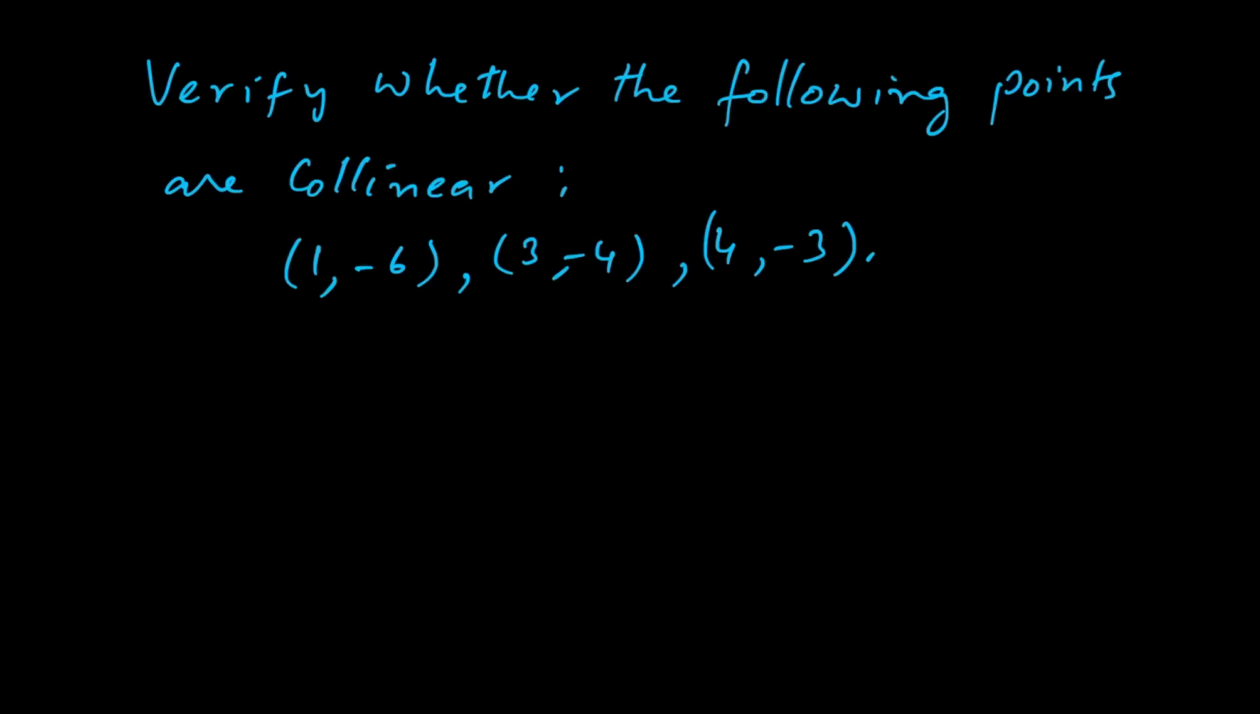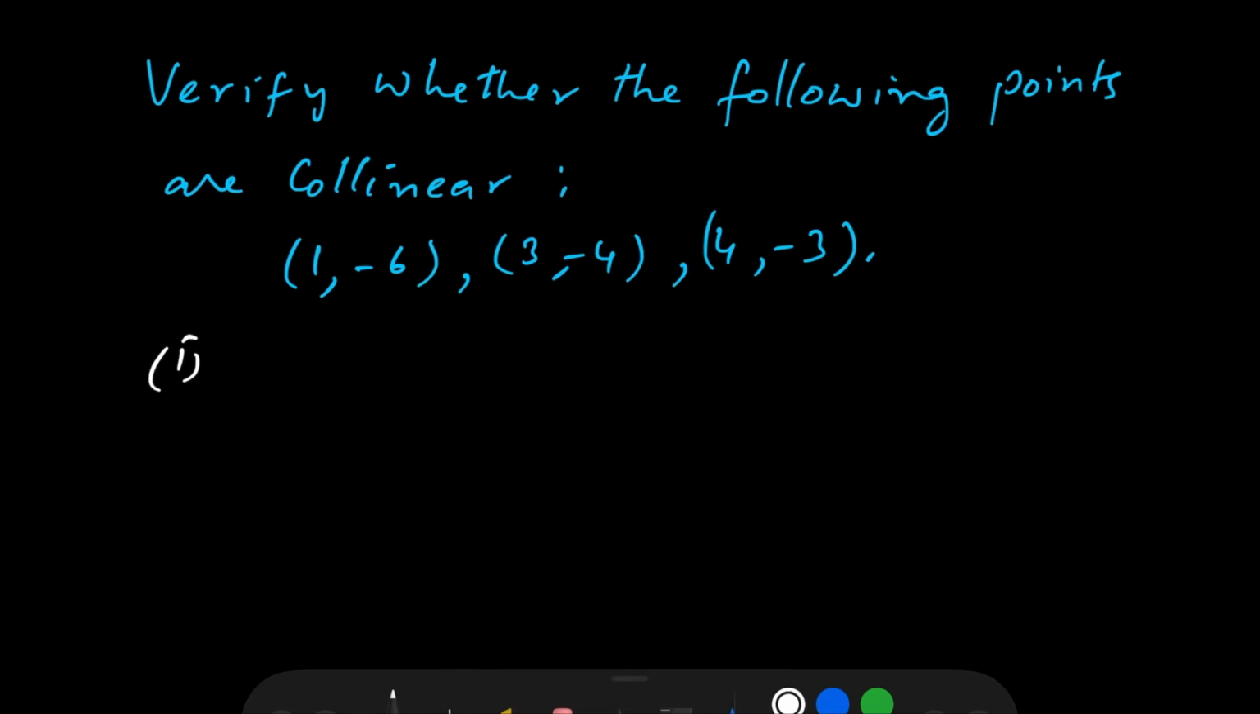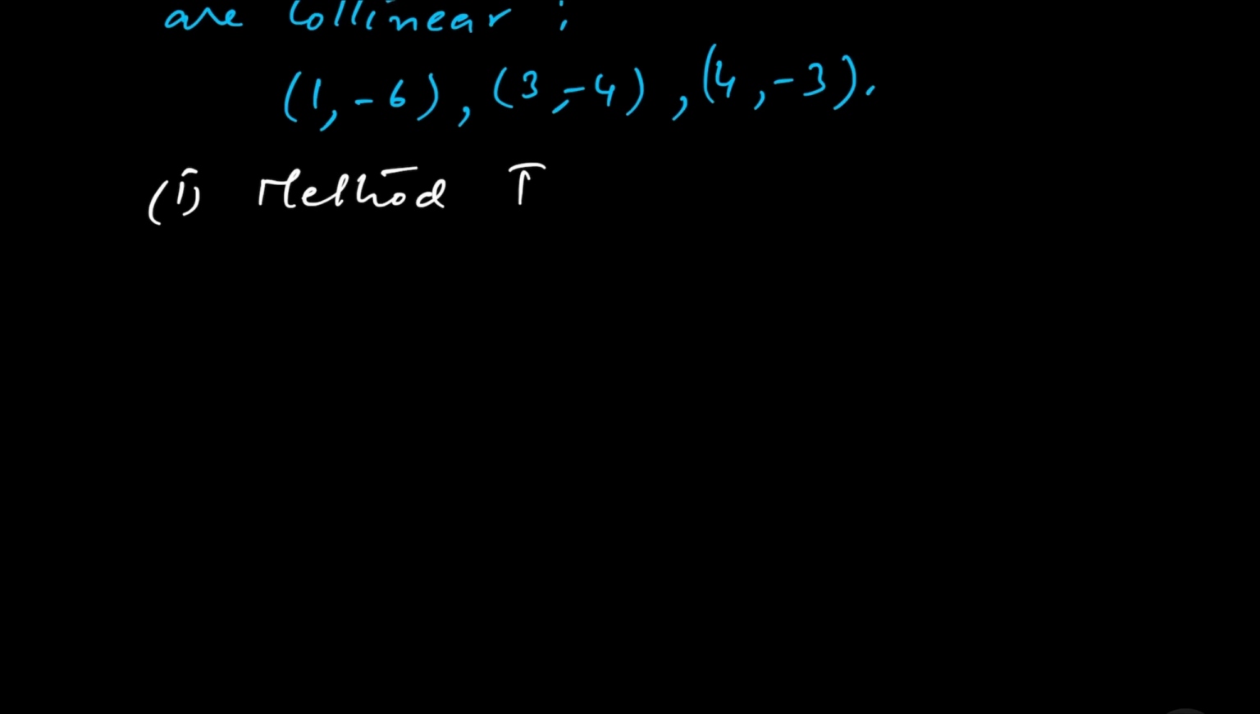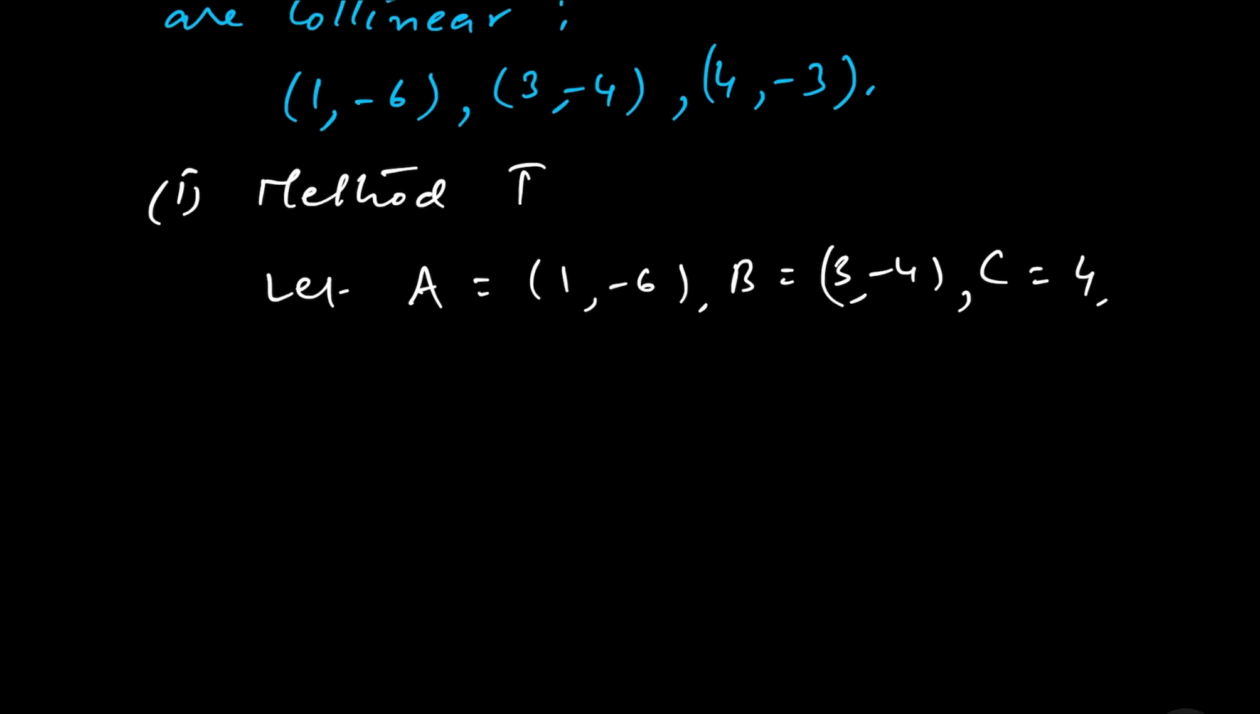There are three methods to solve this problem. First method: let the 3 points be A, B and C. A is equal to (1, -6), B is equal to (3, -4) and C is equal to (4, -3). These are the 3 points.